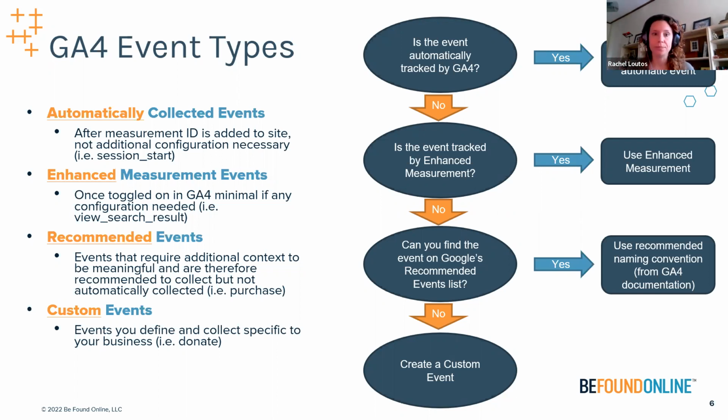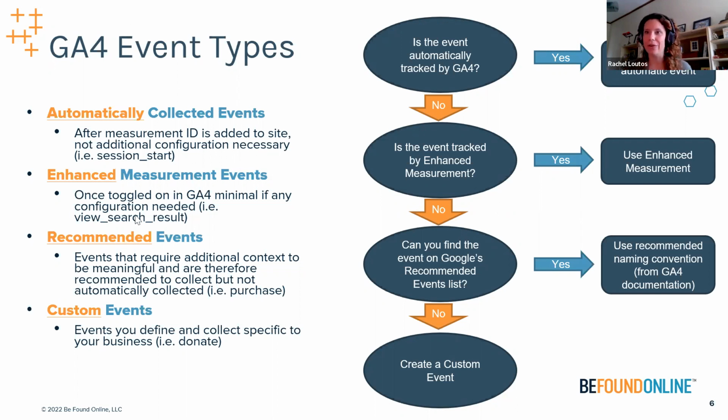And then the last one is custom. So this category is for anything that doesn't fall in one of the 3 above categories. They're events that you define and you collect that are specific to your business. So I gave the example of donate. Let's say that maybe you don't have e-commerce, or even you do have e-commerce, but you have a donate option as well. That's not going to be in Google's recommended list. And don't worry, I will provide those to you.